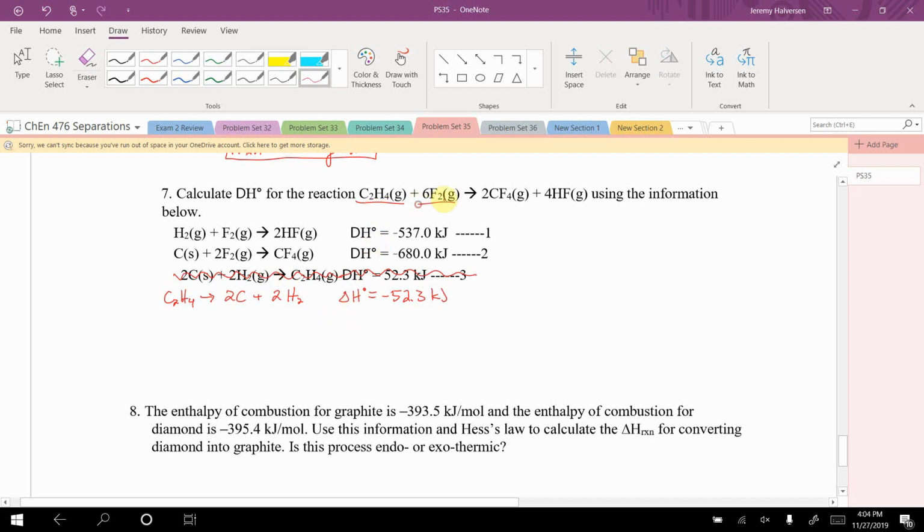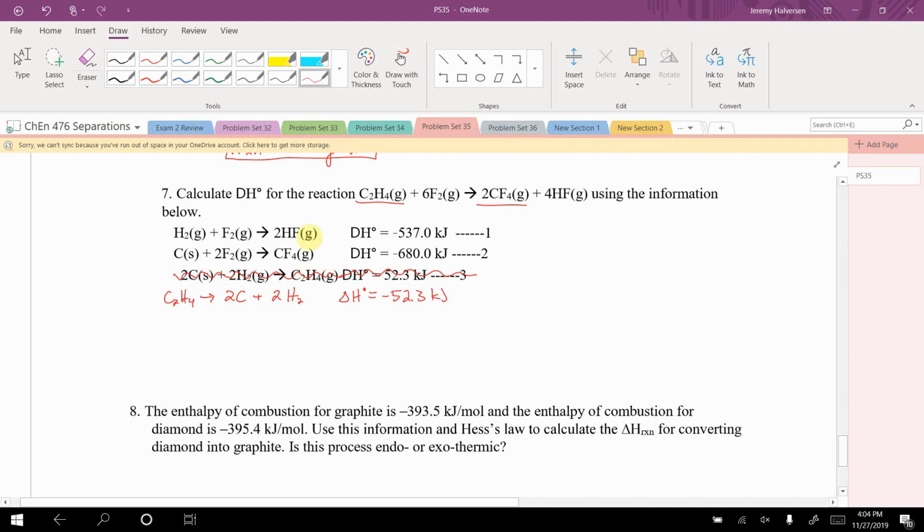All right, now I have 6F2 on the left. Here I've got 3. So I've got to multiply one of them by something. I don't know which one, though, so I'm not going to worry about that yet. Hopefully, cross my fingers that it fixes itself. So, not sure about that yet. I need 2 CF4s on the right side of the equation. I only have 1. So what can I do then?